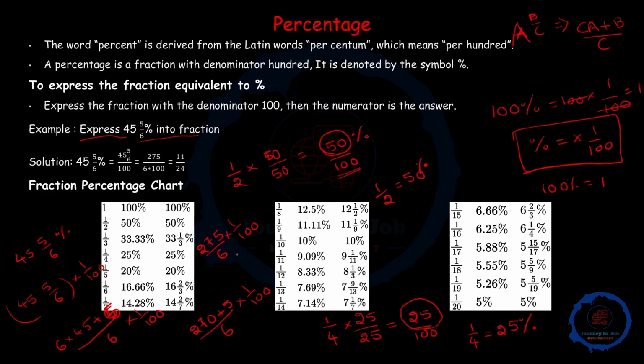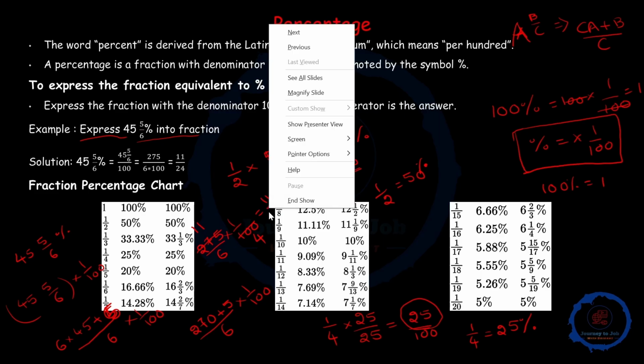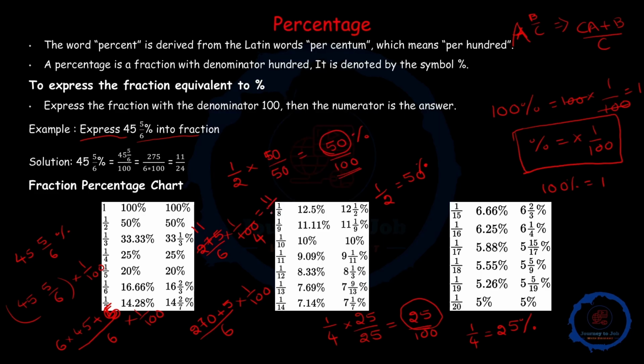Next, solving this, 25 will go into both. 25 into 11 times it will go, 275. Next, 25 into 4. So the final value is 11 by 6 into 4, which is 24. So this is how you have to convert percentage into fraction.